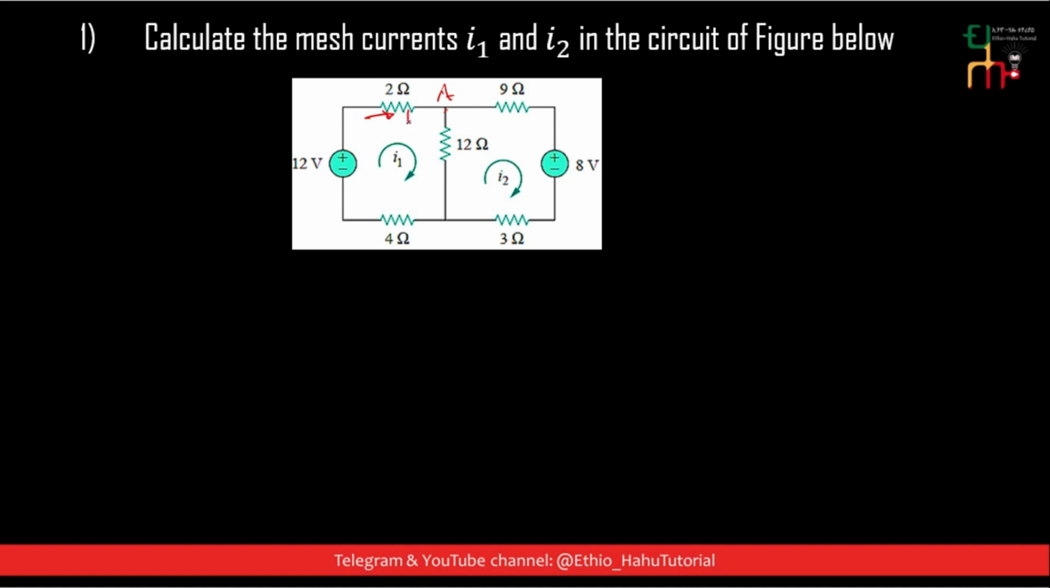Now let's consider node A, and the current entering node A is I1, and the current through the 9 ohm resistor is I2, and the current through the 12 ohm resistor is I3.